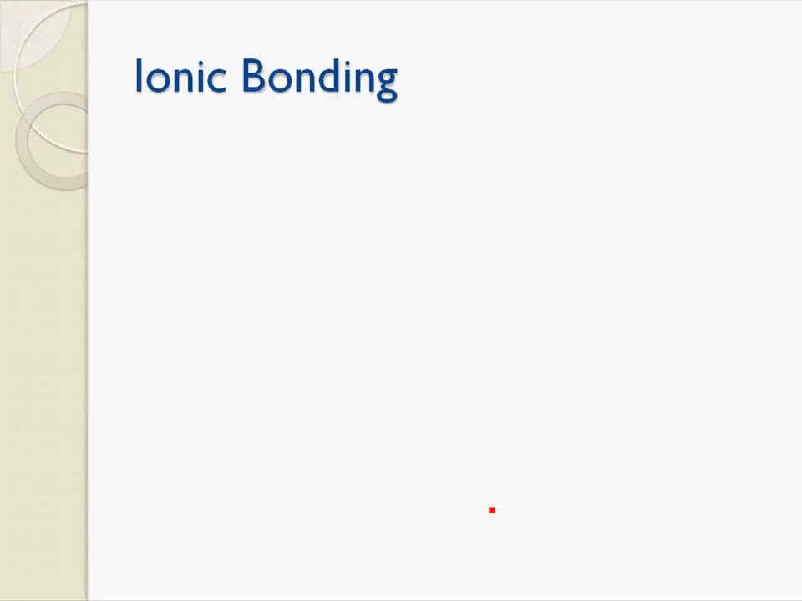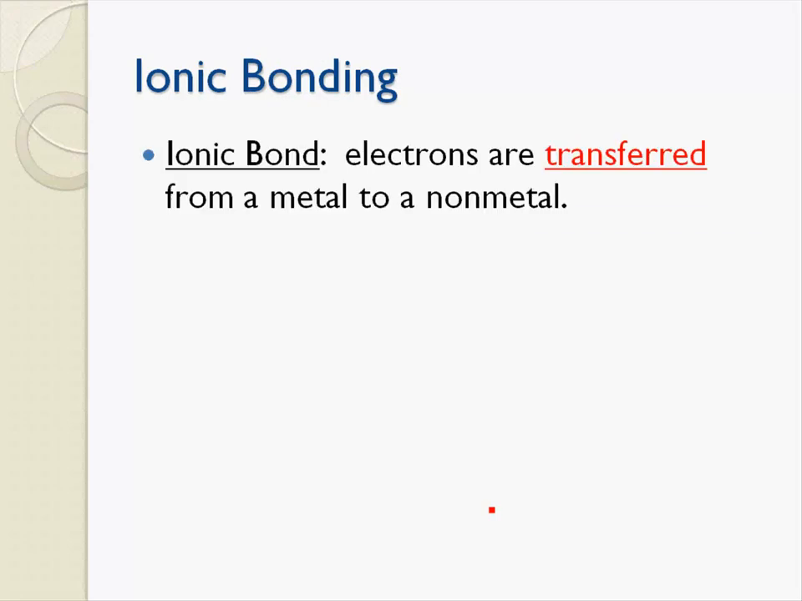So, we're going to get into ionic bonding, okay? Now, an ionic bond is formed when electrons are transferred from a metal to a nonmetal. I would go ahead and underline in your notes metal and nonmetal. You need a metal and you need a nonmetal. Metals are on the left-hand side of the staircase, right? Nonmetals are on the right-hand side of the staircase, but that is your prerequisite to have an ionic bond form.